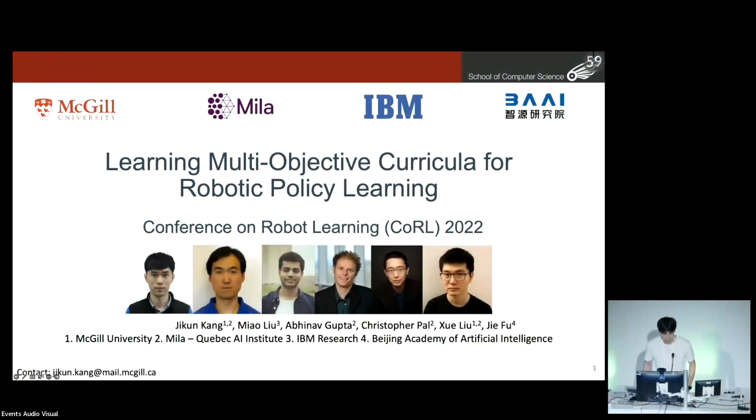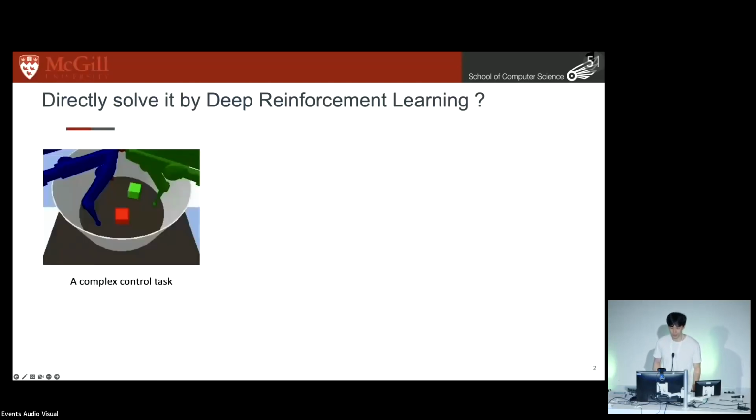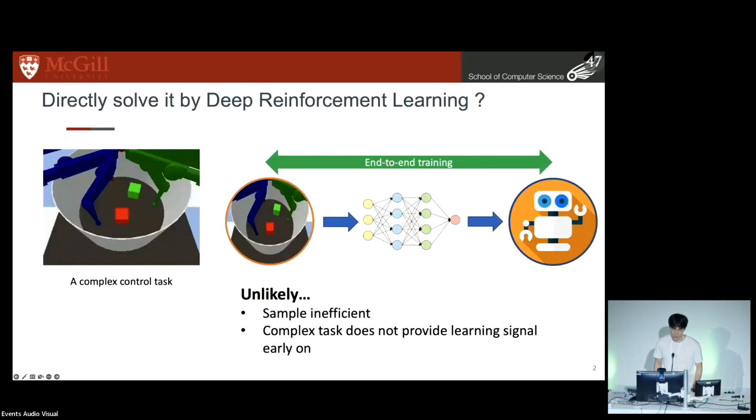Hello, everyone. My name is Jikun Kang. Today, I'm honored to introduce our work, Learning Multi-Objective Curricula for Robotic Policy Learning. We started with a problem: can we always solve deep reinforcement learning to do a complex control task? The answer is not likely.